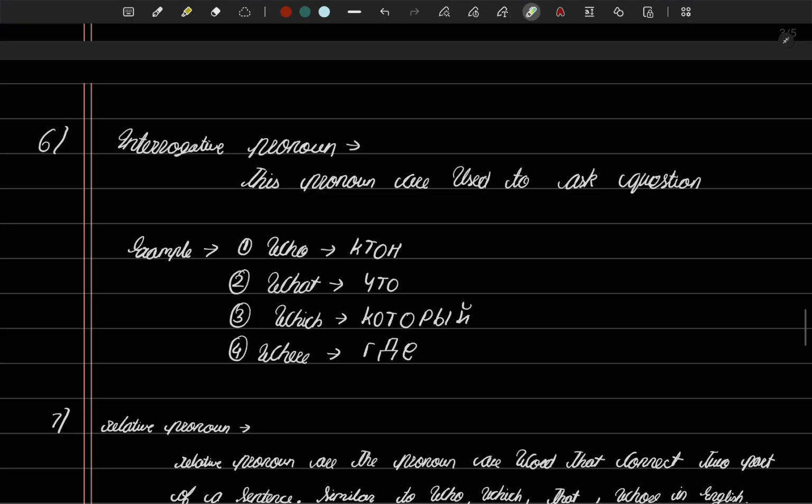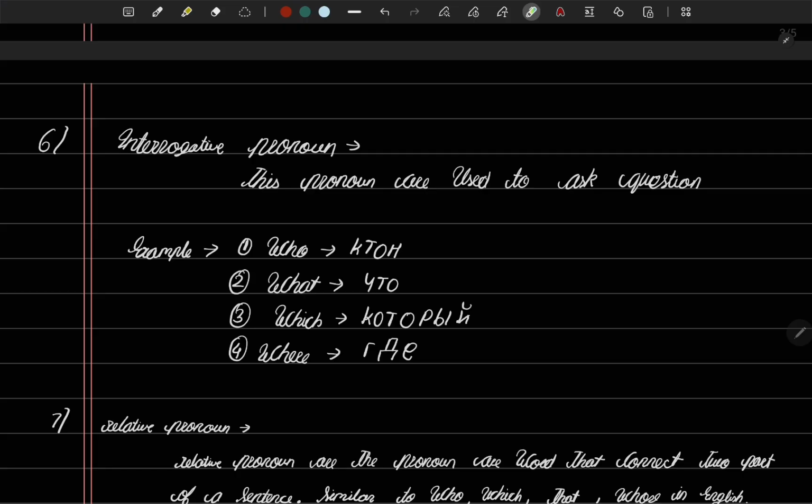Now the sixth one will be the interrogative pronoun. Interrogative pronouns are used to ask questions. It is a pronoun that we use to ask a question about someone or something we do not know.